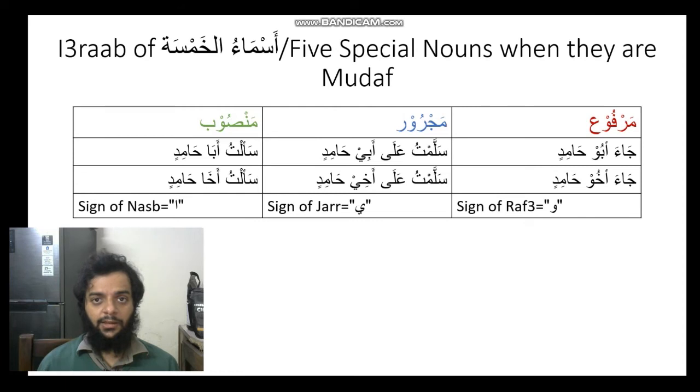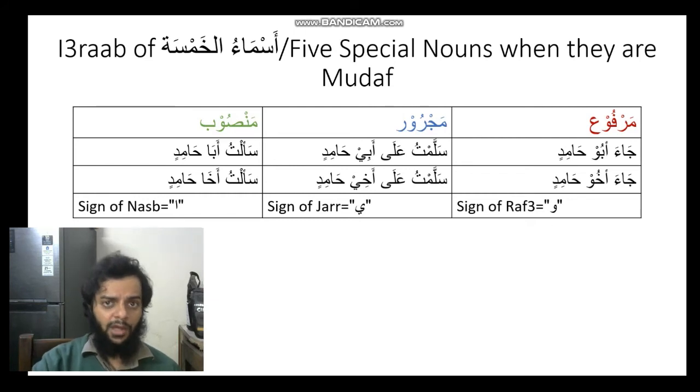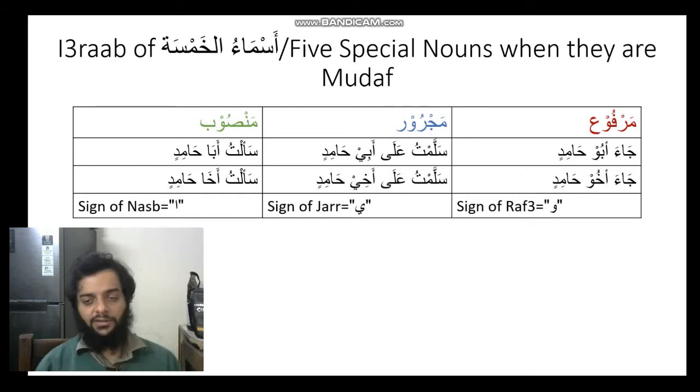In any other cases, they will have normal endings. For example, if there was no Hamid, you would have just said Ja'a Abun, Ja'a Akhun, Sallamtu ala Abin, Sallamtu ala Akhin, Sa'altu Aban and Sa'altu Akhan. So now inshallah I will explain to you why different categories of words act differently in case of Iraab.